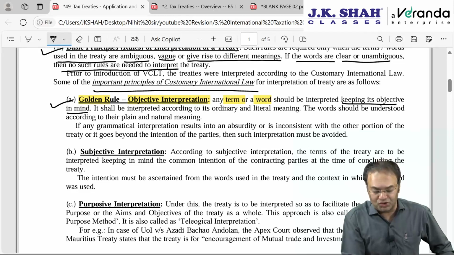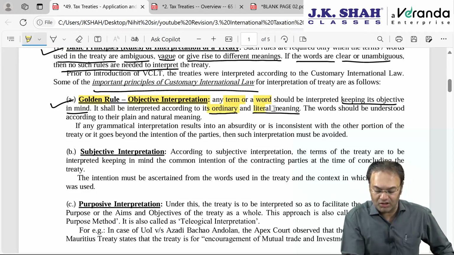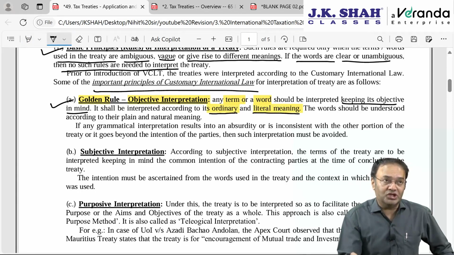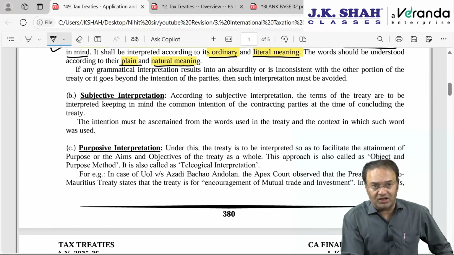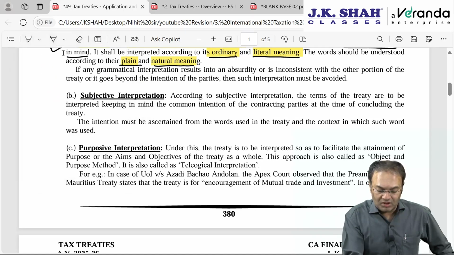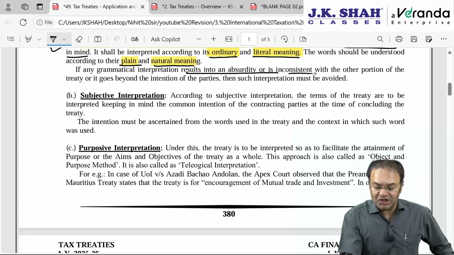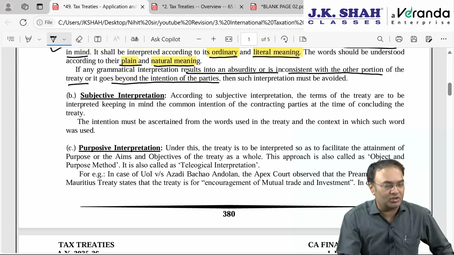Why was that word used? What was the objective? And shall we interpret it according to its ordinary and literal meaning? Please underline ordinary and literal meaning. The Institute once asked the question: on one side, match the column, they gave ordinary and literal meaning, and on the other side they gave the golden rule. The word should be understood according to the plain and natural meaning. Please underline plain and natural meaning also. Now, if any grammatical or literal interpretation results in any absurdity, or is inconsistent with other parts of the treaty, or goes beyond the intention of the parties, then such interpretation should be avoided.